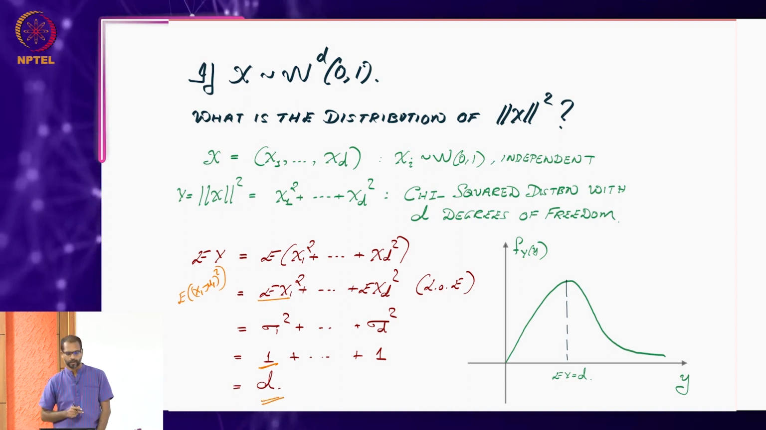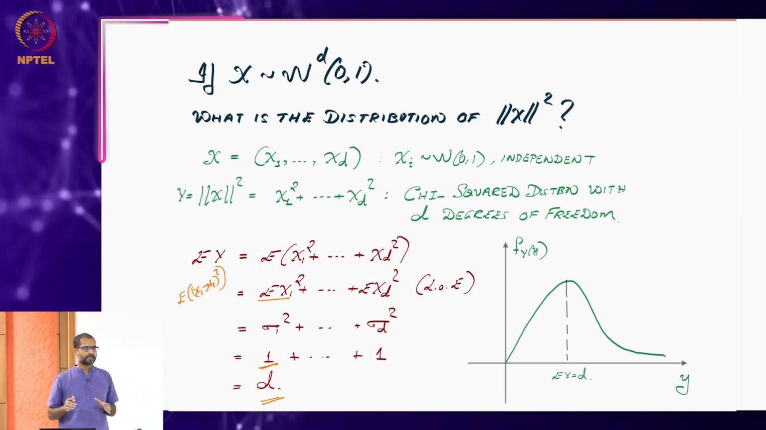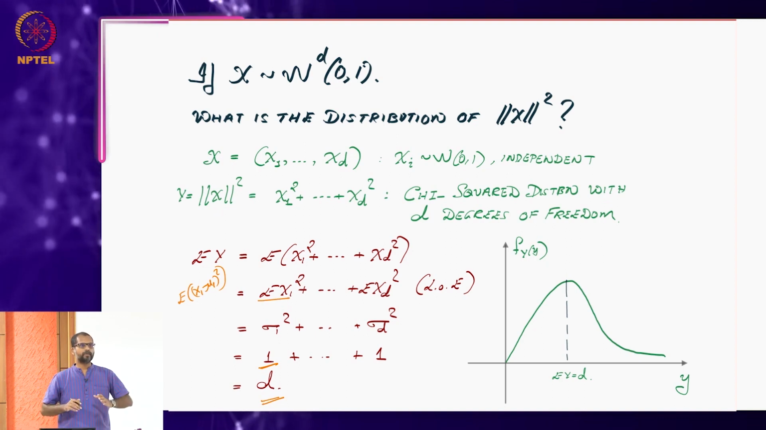So this norm squared of the spherical Gaussian, we do not understand it yet, but we know that its mean is d.